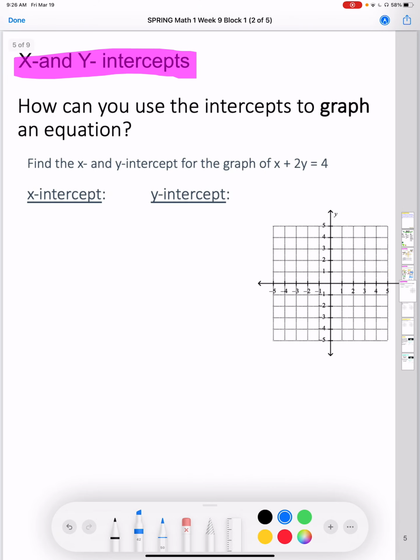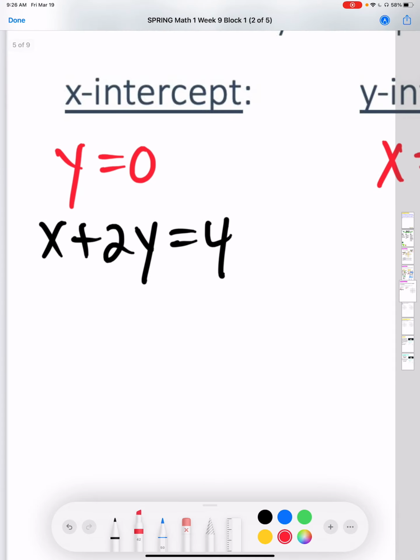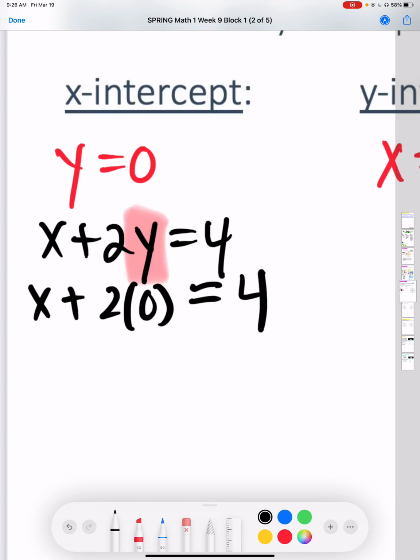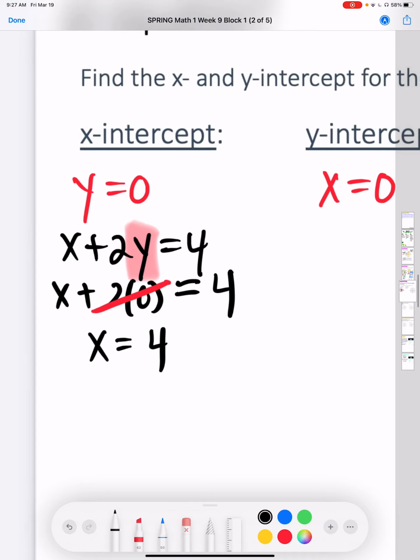So what I'm going to do is start off by solving. Remember that for an x-intercept, your y is equal to 0. And then for a y-intercept, your x is equal to 0. It's kind of backwards. So let's go ahead and start solving. Rewrite your equation, x plus 2y equals 4. I'm going to start off here. Substitute that y equals 0 in. So I have x plus 2 times 0 equals 4. 2 times 0 is gone, so I'm left with x equals 4, and that was pretty easy.